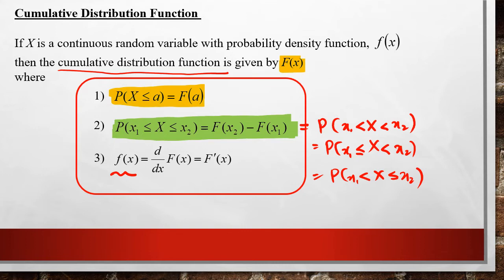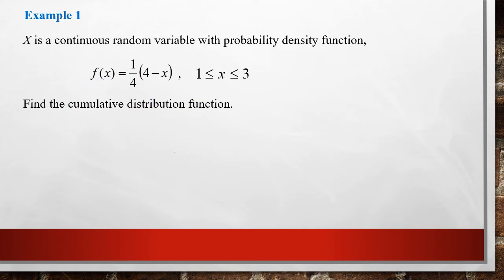So, how to find the cumulative function? Say x is a continuous random variable with probability density function. So we have the PDF here, which is represented by small letter f of x, which is equal to 1 over 4 multiplied by 4 minus x for x in between 1 to 3 inclusively. So now we want to find the cumulative distribution function.